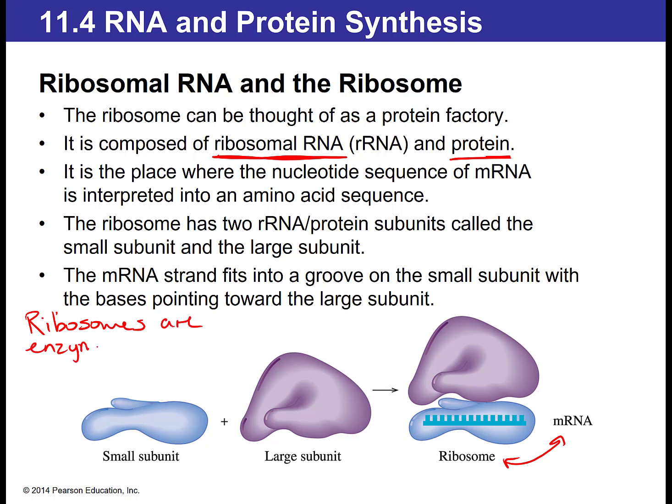So ribosomes, they're enzymes, and they're going to help to form the links between amino acids. Those are the peptide bonds. So when you think of a protein, amino acid 1, link to 2, link to 3, link to 4, those links are the peptide bonds, and it's the ribosome that forms them.